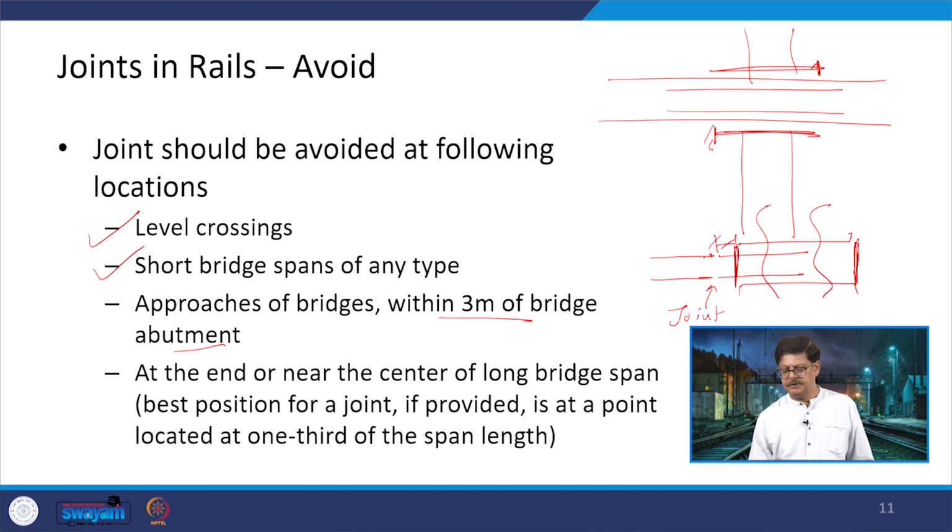So, the distance between these should be more than 3 meters. Then, at the end or near the center of the long bridge span, we should try to avoid a joint at this location. But if it is provided, it should be at a point located at 1/3 of the span length. Whatever the span length is, that is L. So, the joint should be at L by 3. That means there can be a joint at this position or at this position, but there cannot be a joint along the center line at this position.